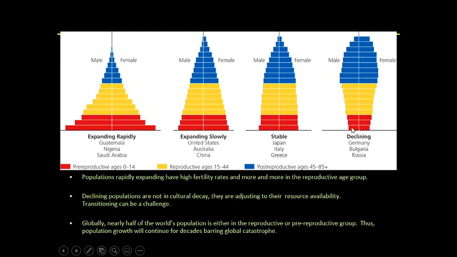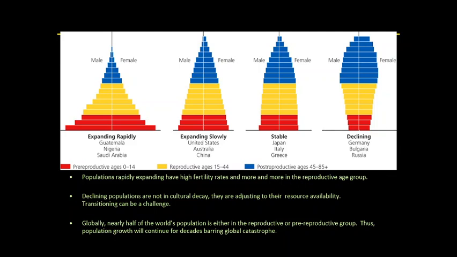Okay, so what we see here is that the width of these bars is really narrow compared to, and getting narrower as the years go by. So these are declining populations. Okay. I want to make it clear that declining populations are not in some form of cultural decay. They're just adjusting to their economy. They're adjusting to their available resources.